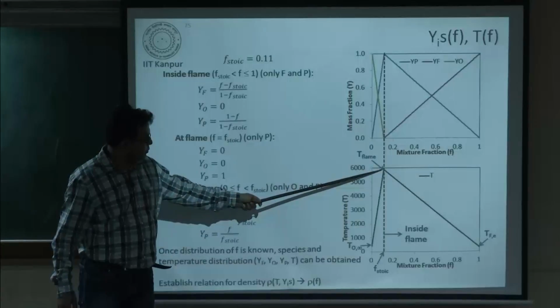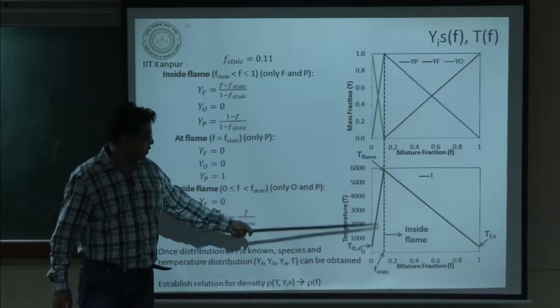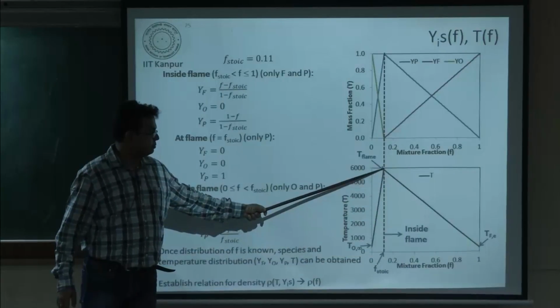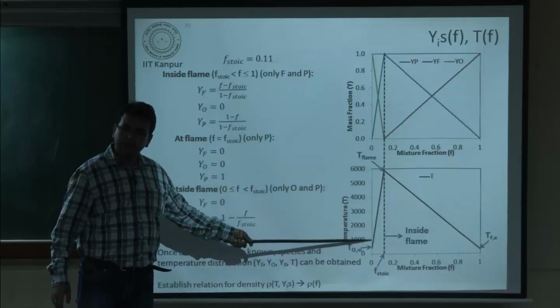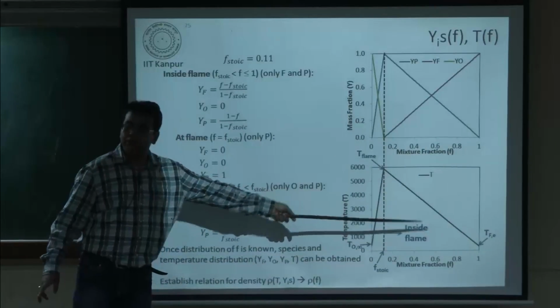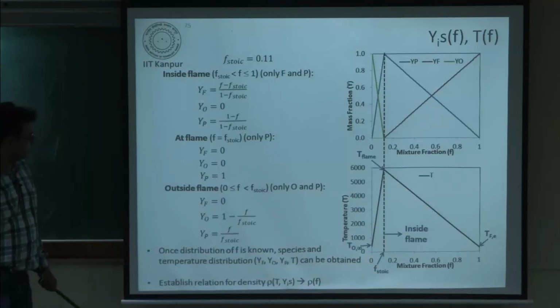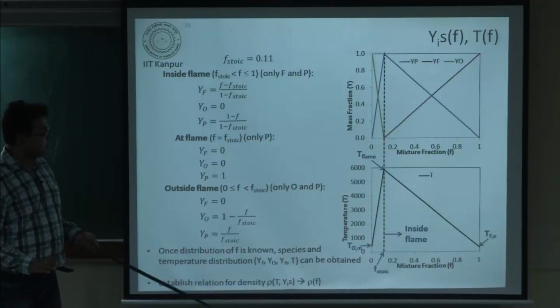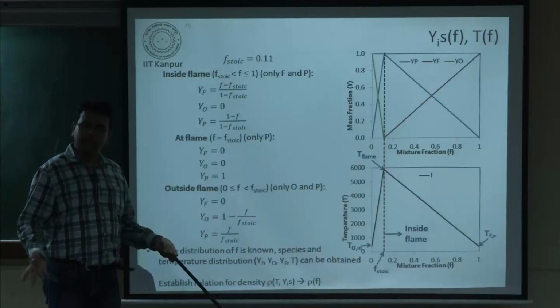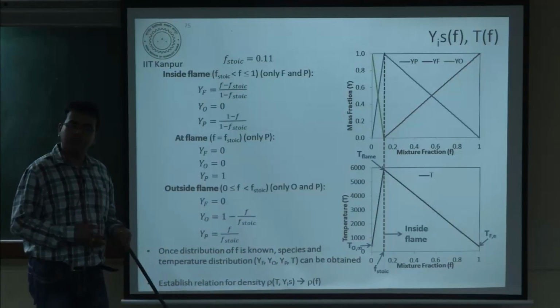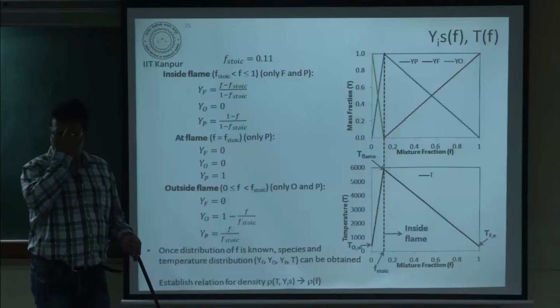So this is the flame temperature that is occurring at F stoichiometric, and this is the temperature at the oxidizer and this is the temperature at the fuel jet. So this is the simple relationship. So what do we see? If I know the mixture fraction, I can recover everything, I do not need to solve any other equations.